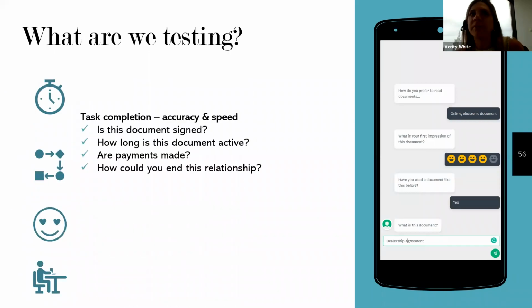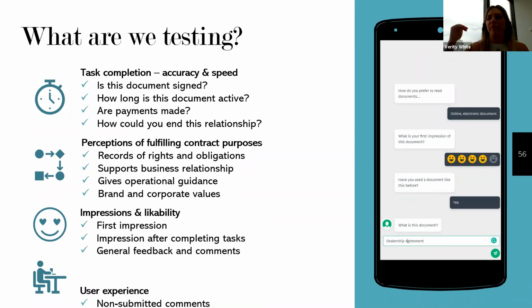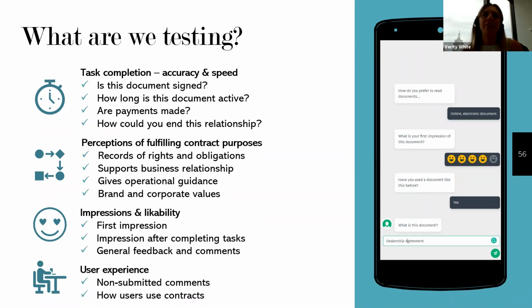So some of the key things that we wanted to test were the basics of speed of comprehension and accuracy, by doing specific tasks within the contract. We also wanted to test how well these contracts were seen as fulfilling key purposes that we talked about earlier. One of those being the brand and corporate values. We wanted to see what people thought of the contract before and the contract after as it relates to that purpose of supporting brand and corporate values. We also wanted to get that first impression. We wanted people to see what they thought of the front page.